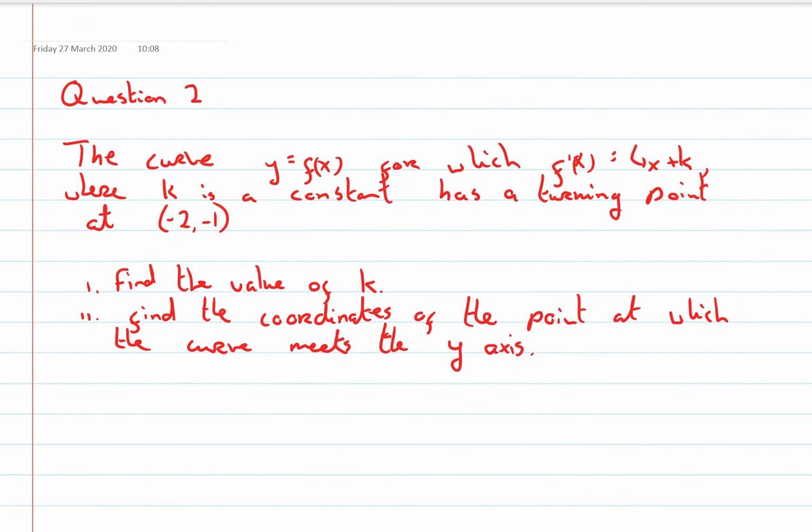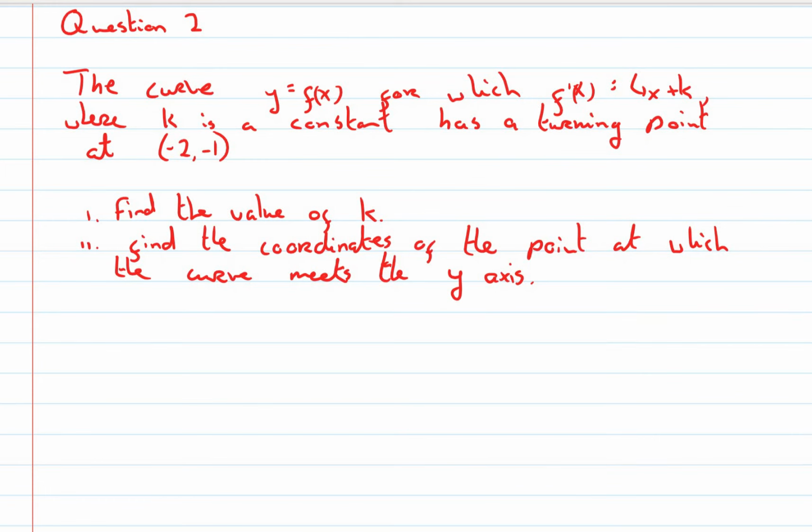Okay, last question. Question 2. The curve y equals f(x), for which f'(x) equals 4x plus k. So it's already after being differentiated, and this is what we have, 4x plus k, where k is a constant, so k is just a normal number. It has a turning point, so this will be either a max or a min. A turning point of (minus 2, 1). Find the value of k.